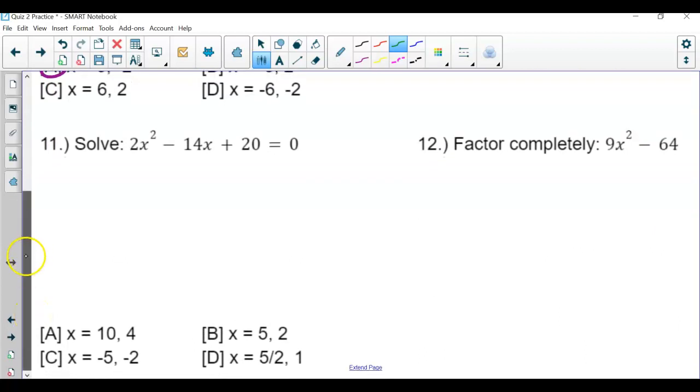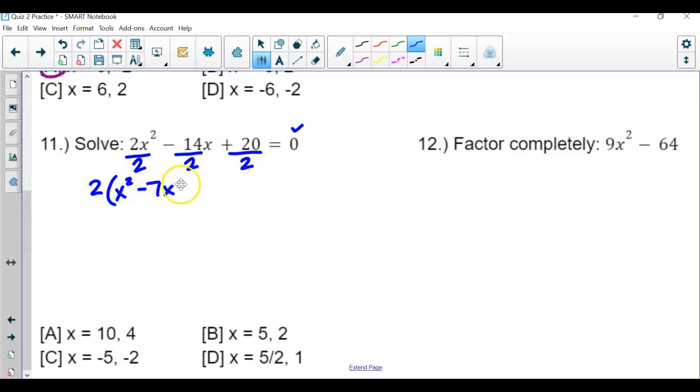Question number 11. Again, now we are solving. I do have my trinomial. It's in standard form and equal to 0. So again, first step, do we have a GCF, a common factor? Yes. I can divide all of my values and factor out 2. So really we've got 2 times x squared minus 7x plus 10 is equal to 0. Now we can continue our factoring. I'm going to bring down my 2.